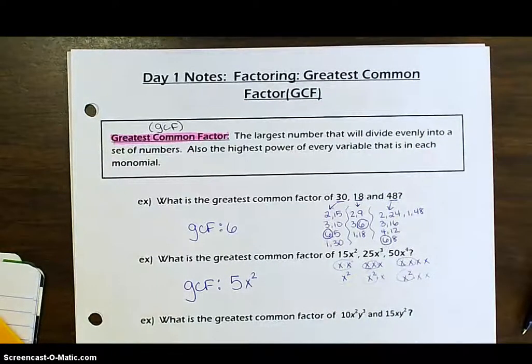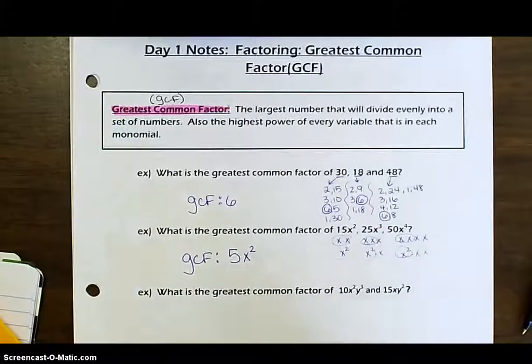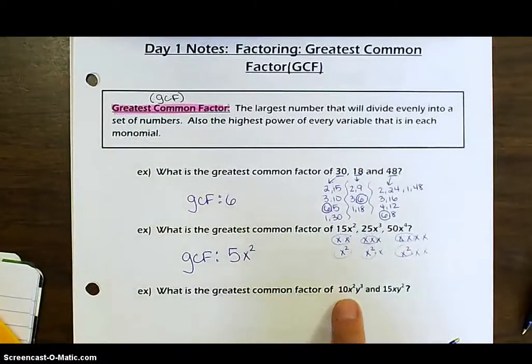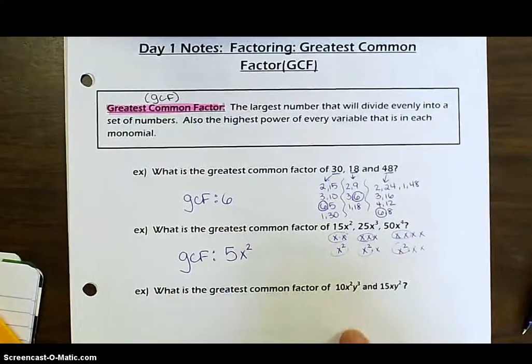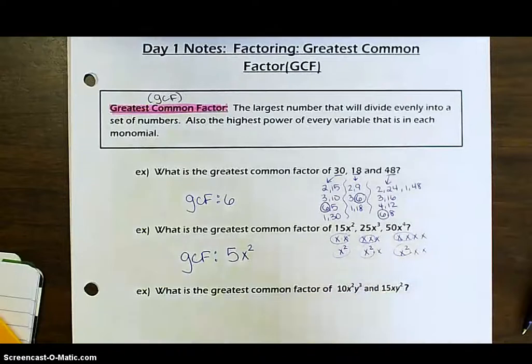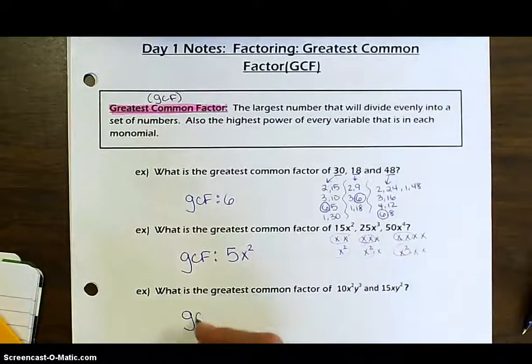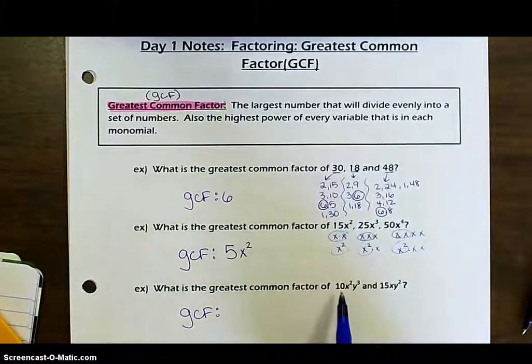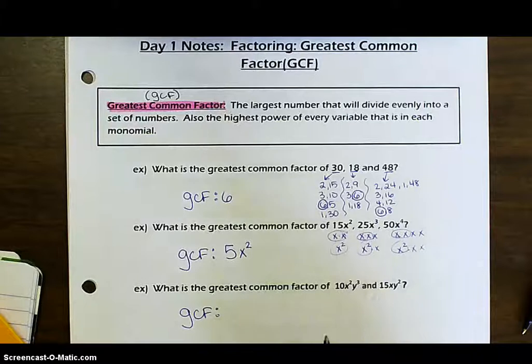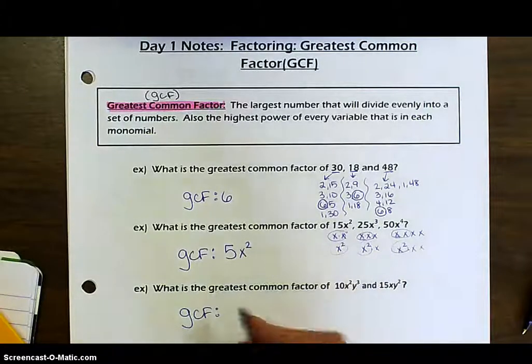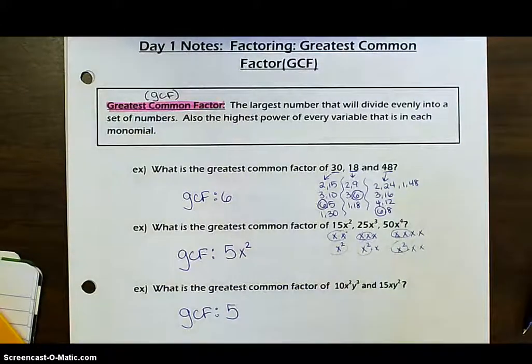Okay, let's try another one now. Let's put it all together. What is the GCF of 10x squared y to the third and 15xy squared? So let's find our GCF. Look first at the numbers, 10 and 15. What is a number that goes into 10 and 15? All right, that would be 5.